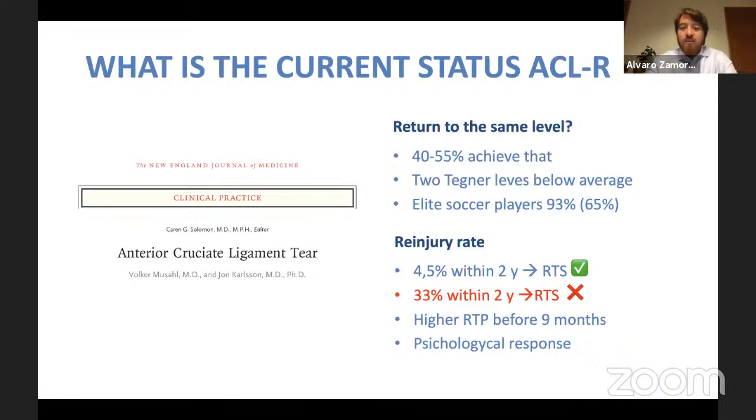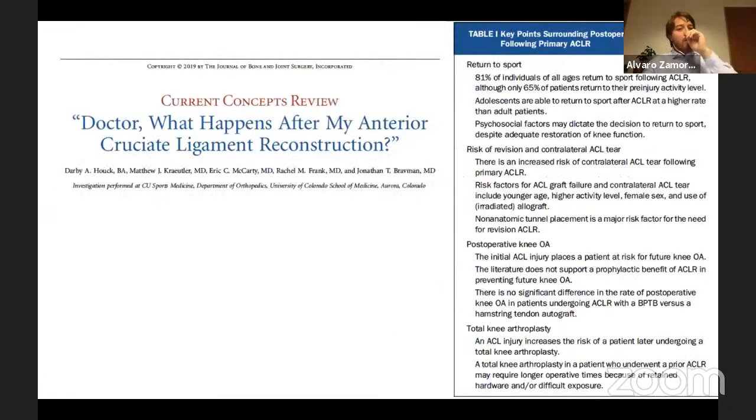and the psychological response is also important. What's going to happen after my anterior cruciate ligament reconstruction? Return to sport, I tell my patient 80%. Risk of revision or contralateral injury is already 4 to 10%, increasing in the younger population.